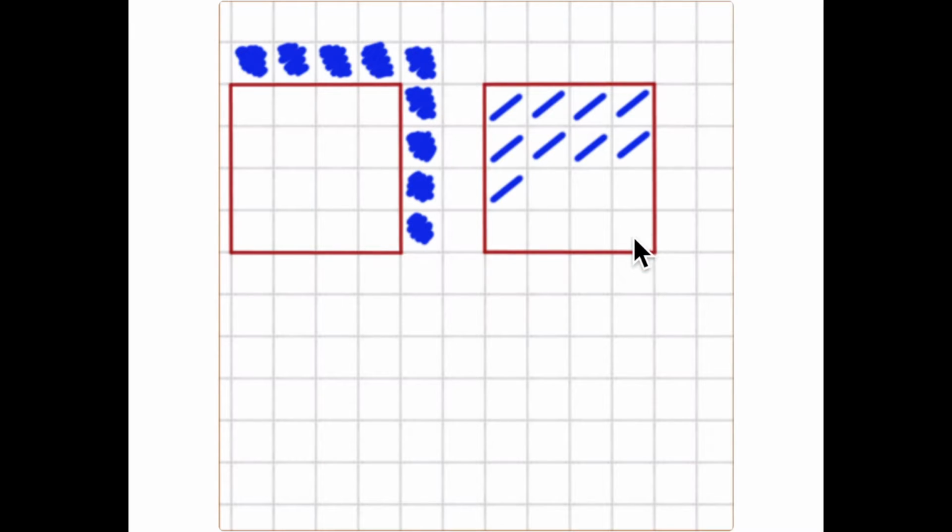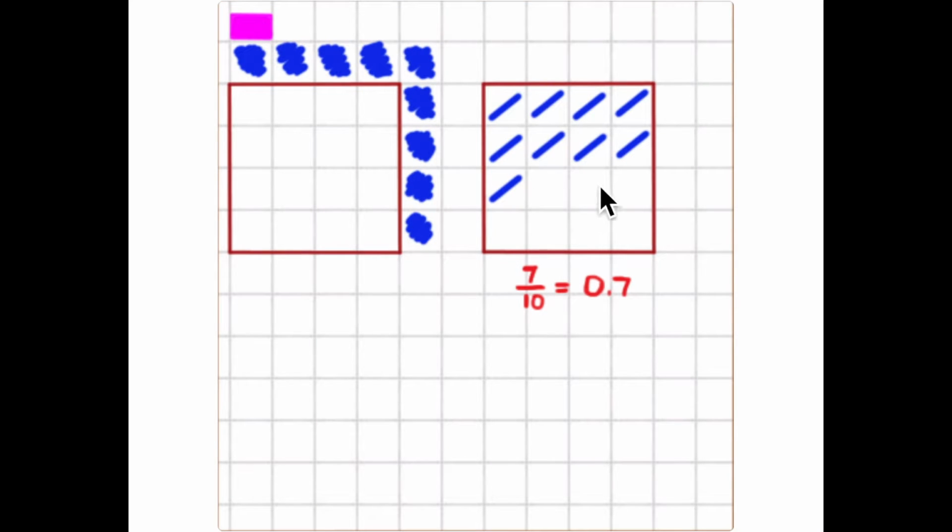1, 2, 3, 4, 5, 6, 7. And what I can do is take those 7 squares and divide them up among these 10 squares here. This gets a little bit hard to follow, but just keep going. This is 1, 2, 3, 4, 5, and then 1, 2, 3, 4, 5. We'll get to this last square up here in the corner in a few minutes.